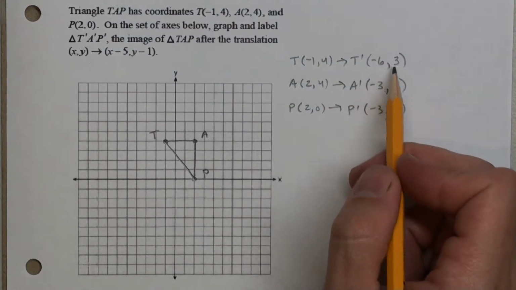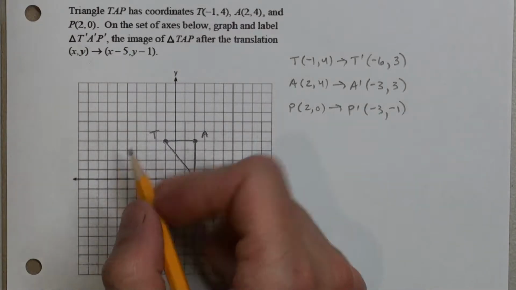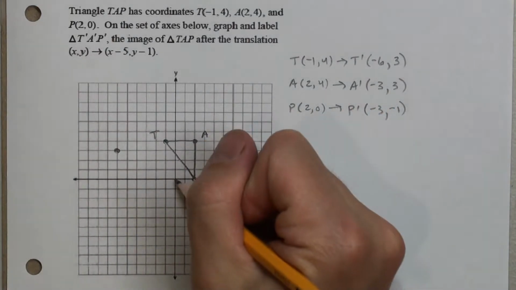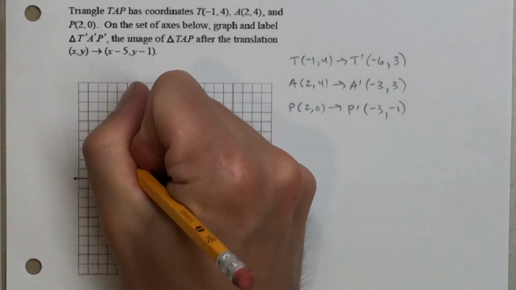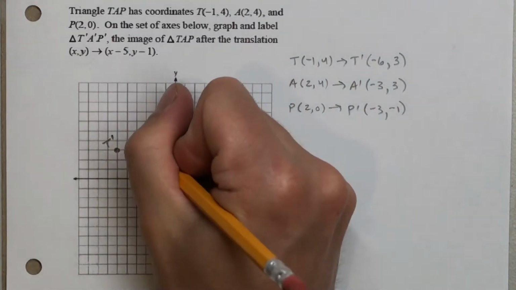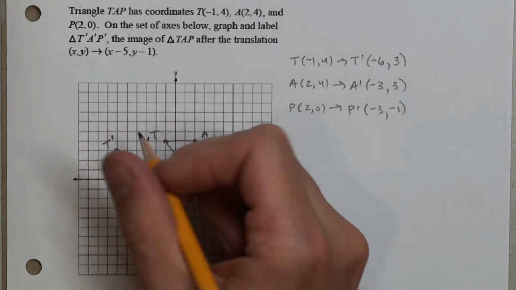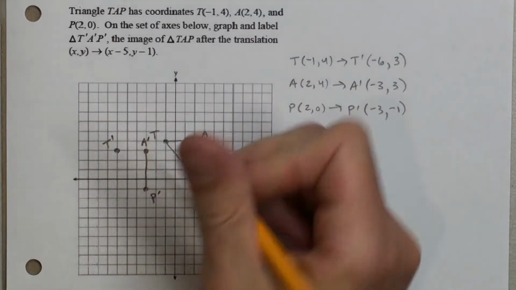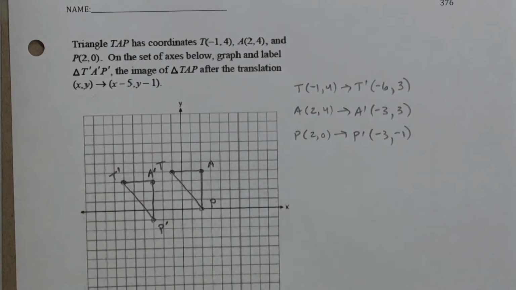So now I have to graph that. Negative 6, 3. Negative 3, 3. This is T prime, A prime, and negative 3, negative 1, P prime. There you have it.